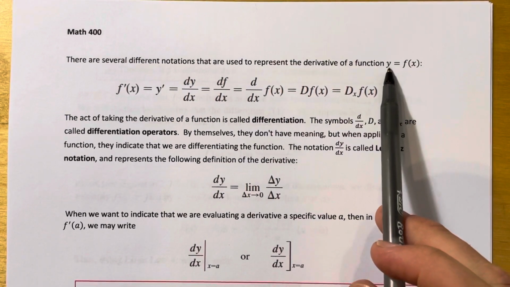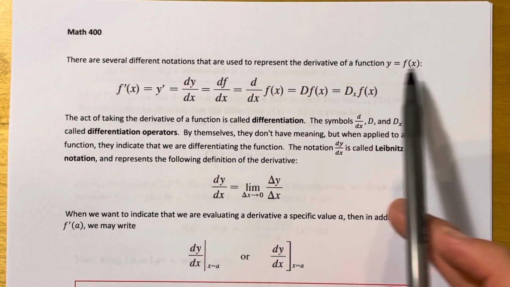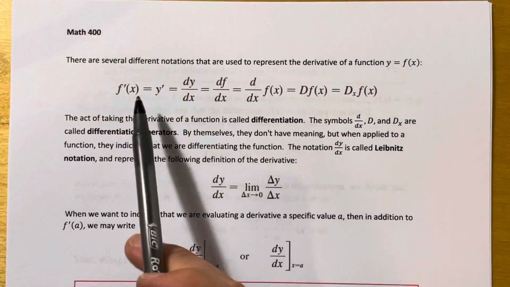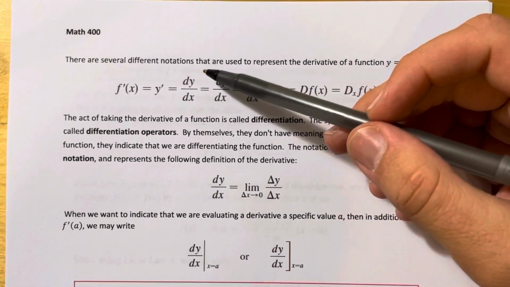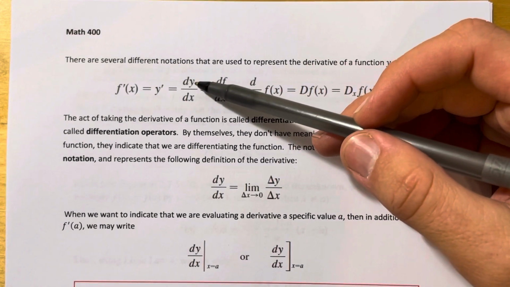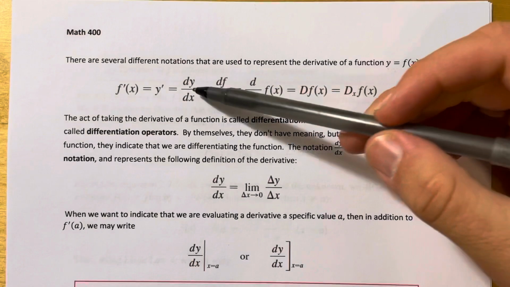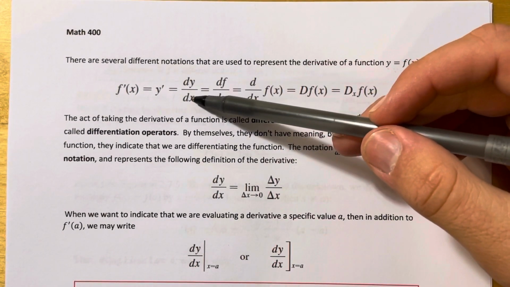So again, y equals f of x. Sometimes we prefer to use the dependent variable y when defining our function, and y prime would mean the same thing as f prime of x. So y prime is another notation for that derivative. Another notation that we use a whole lot is called Leibniz notation, which I talk about down here. It's dy over dx, and we pronounce this dy dx.